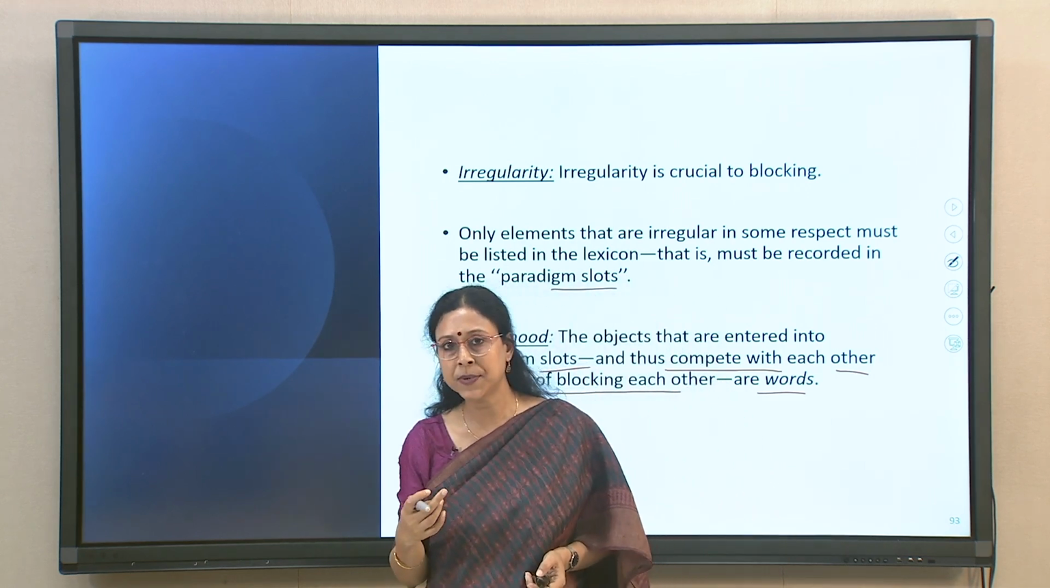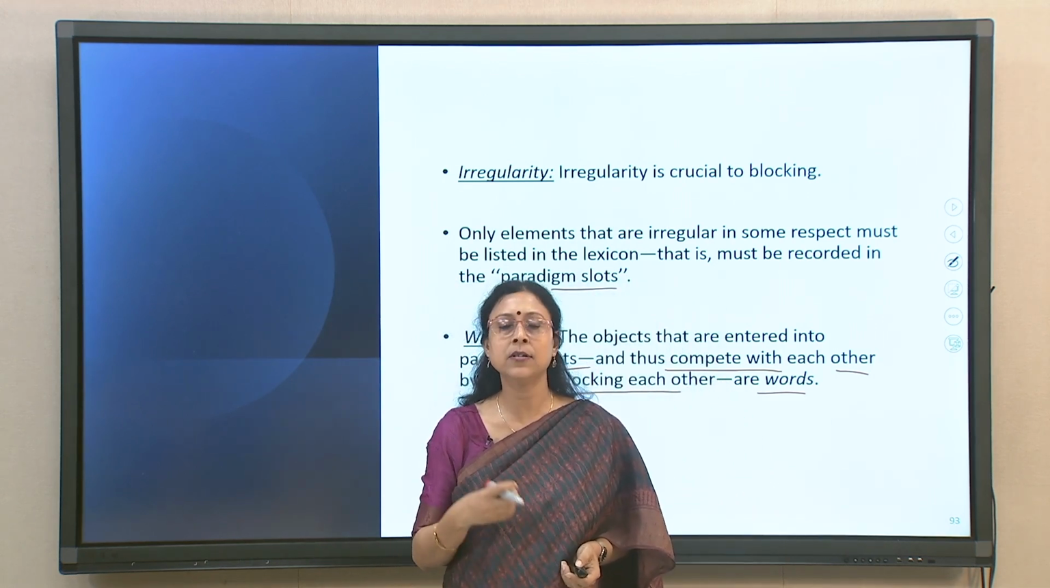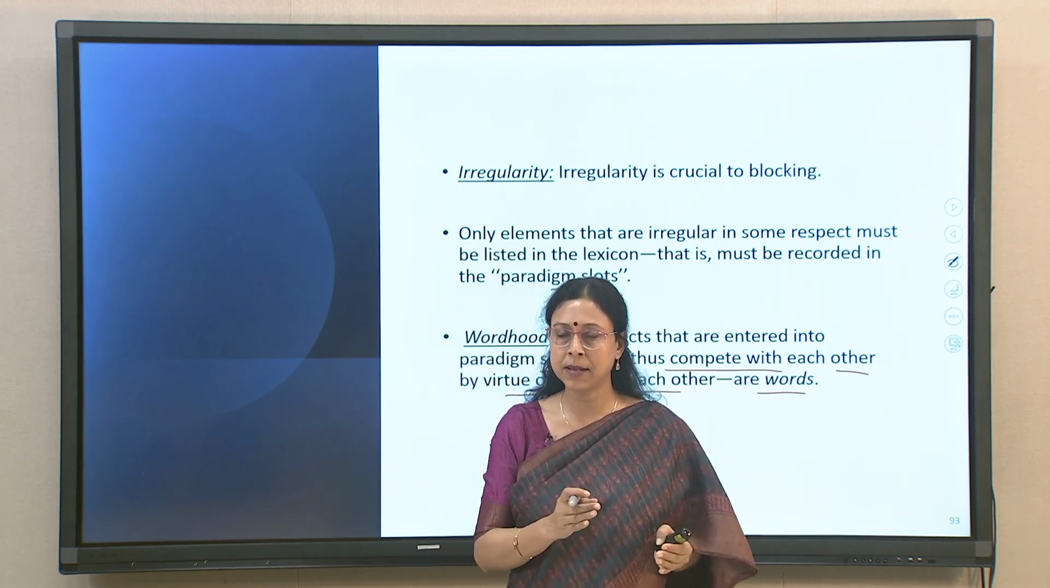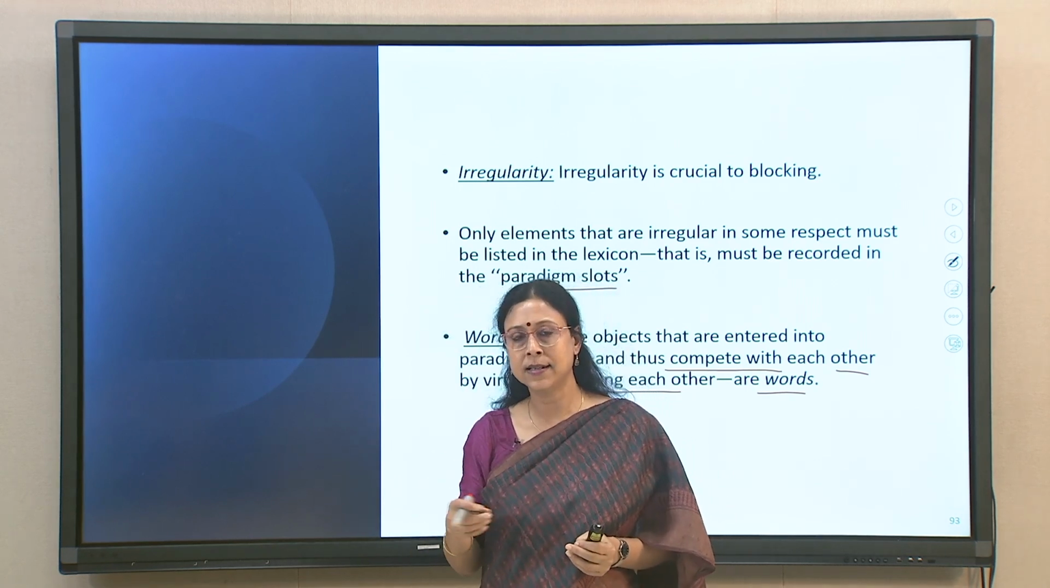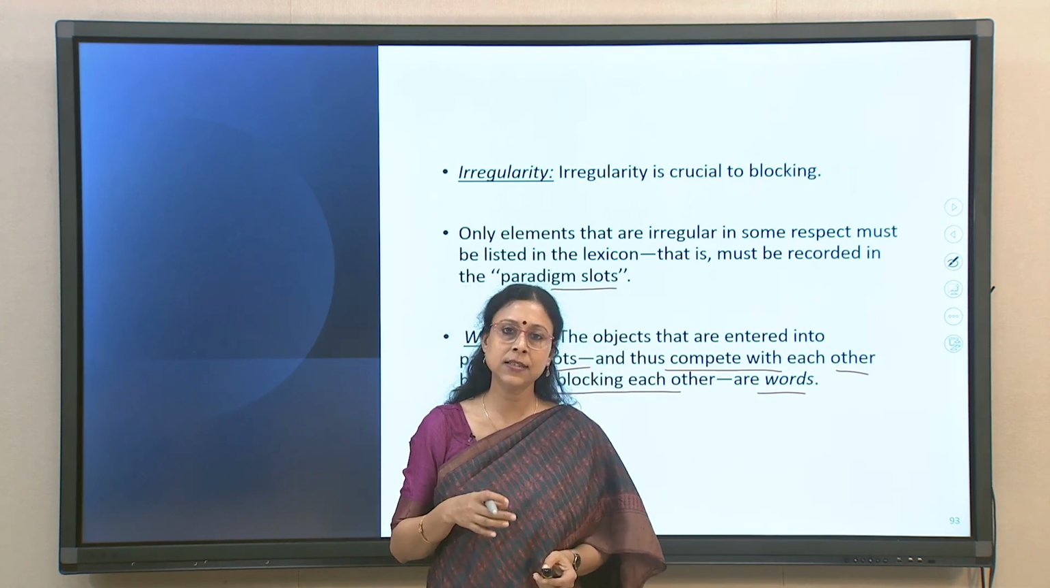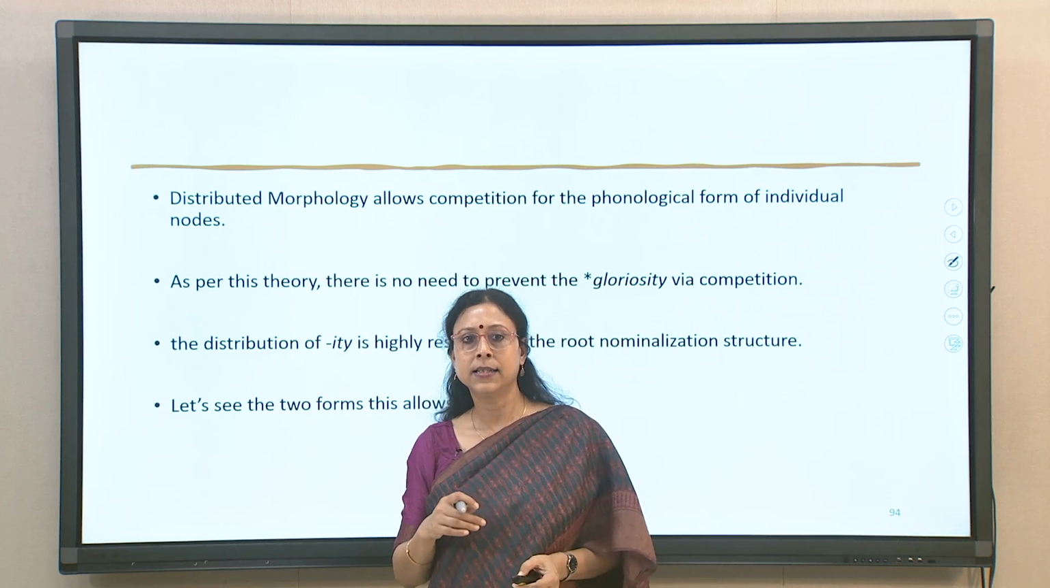Look at it from a bigger perspective: these are words and not phrases, or they are not sentences, that is what he means. So, in order for them to be part of the same paradigmatic slot and, as a result, be able to block each other, they have to be words. So, these are the four components of his theory.